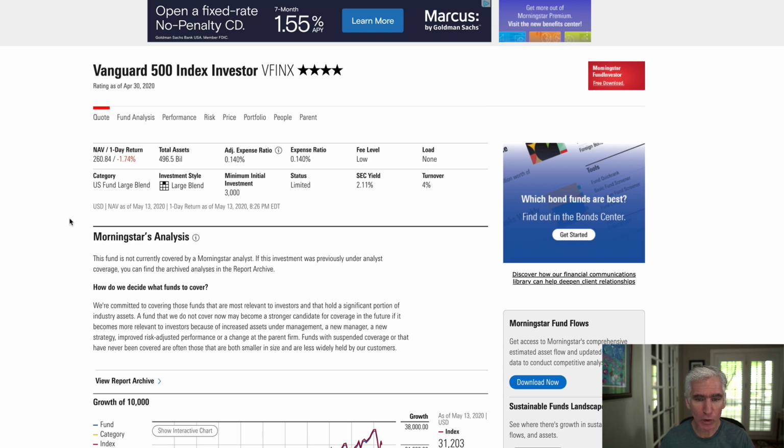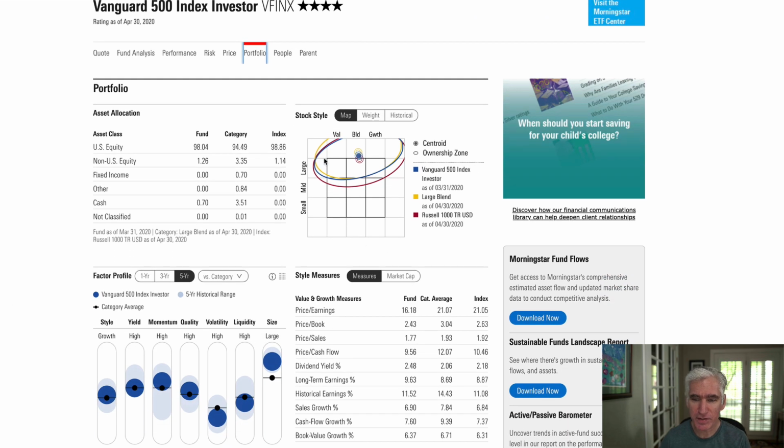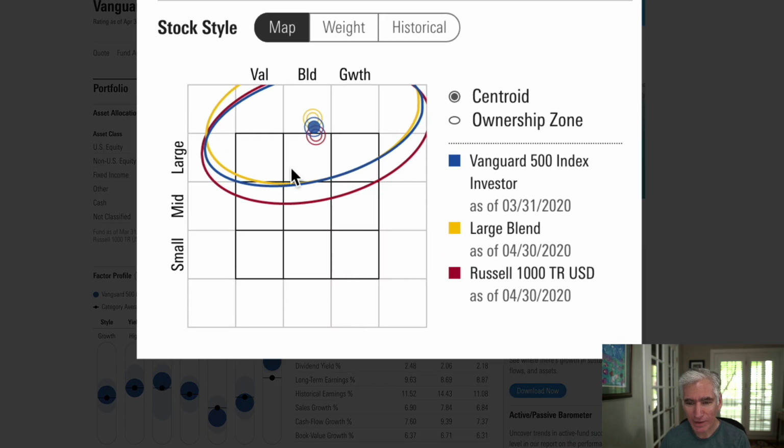Here we're looking at it on the quote page. We're going to be talking about the portfolio tab in later videos, but there's something that I want to show you now related to this style box. Here it is again, much bigger. In fact, now they've taken the 3x3 box here and added a whole other section to it around the outside, so they can show you that some companies are really big or really small or really growth oriented or really value oriented. And they even show you some other information.